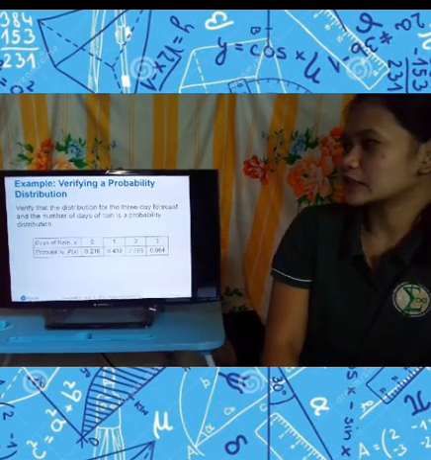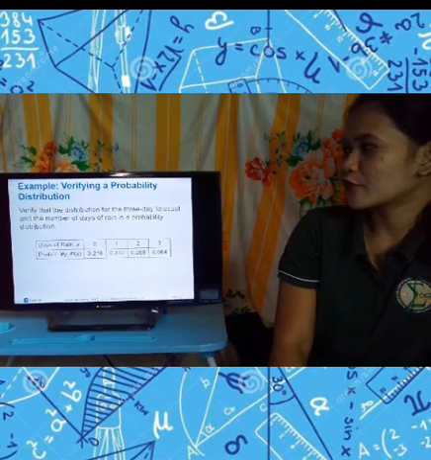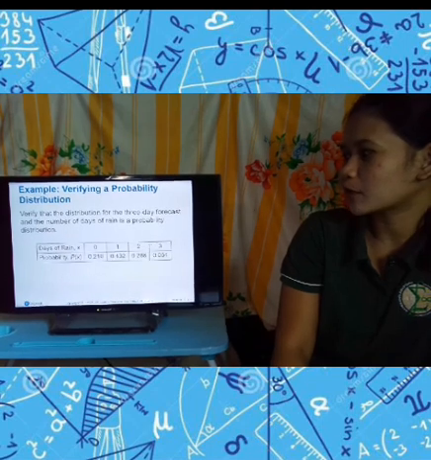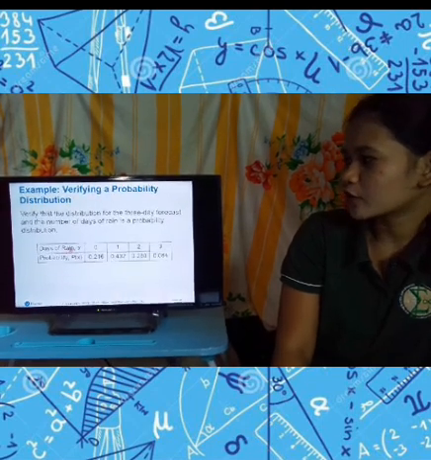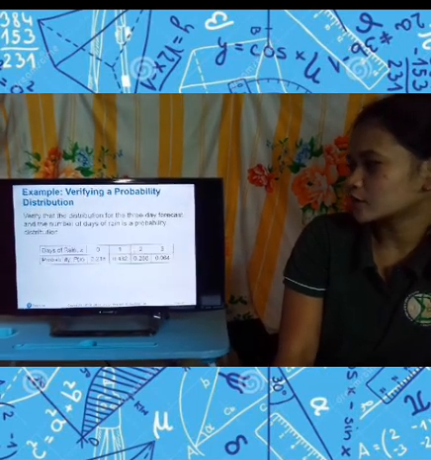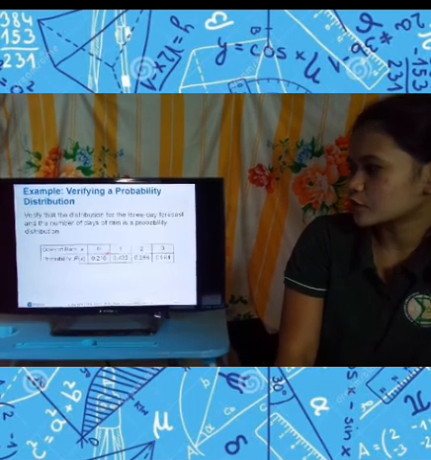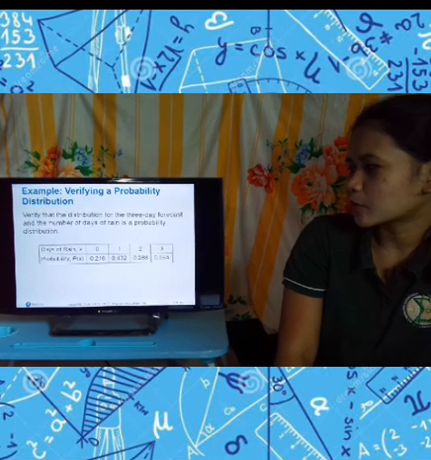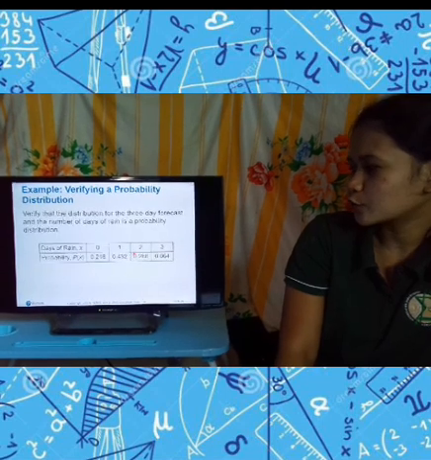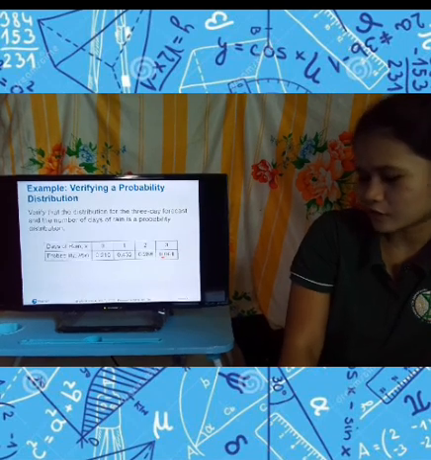So now let's proceed to another example in verifying a probability distribution. Verify that the distribution for the 3-day forecast and the number of days of rain is a probability distribution. Our random variable here is the days of rain, 0, 1, 2, and 3, with its corresponding probability. The probability of 0 is 0.216. The probability of 1 is 0.432. The probability of 2 is 0.288. The probability of 3 is 0.064.